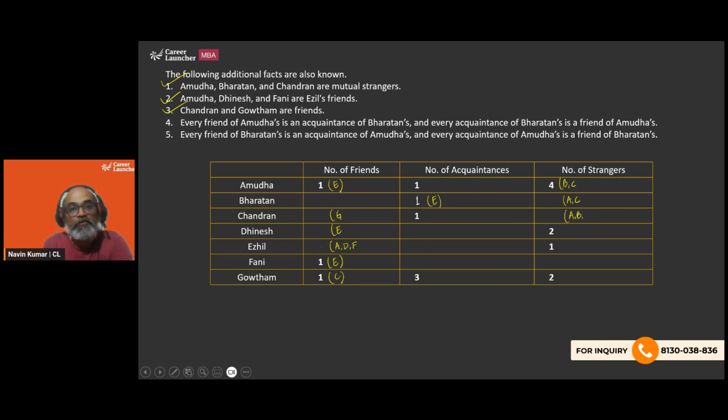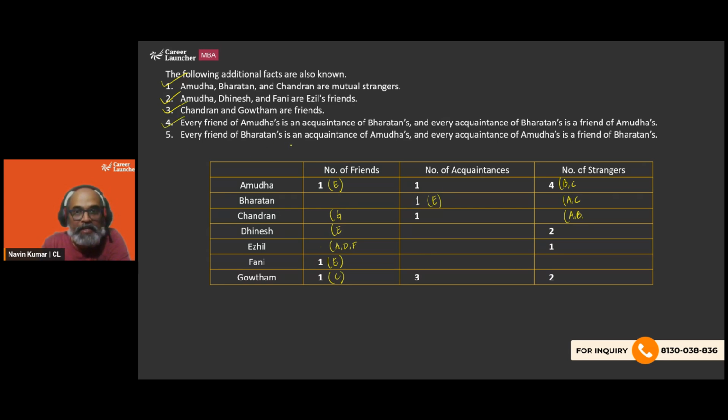Because if B has more than one acquaintance, then the second part of point number 5 will not hold true. That every acquaintance of B is a friend of A. So if B has two acquaintances, how come A has only one friend, right? So that means B has one acquaintance. So done with the fourth statement.